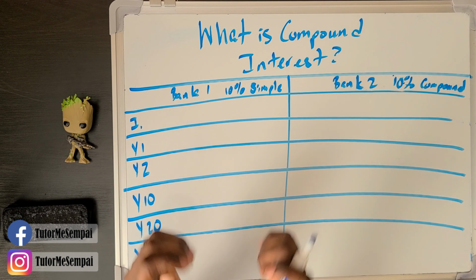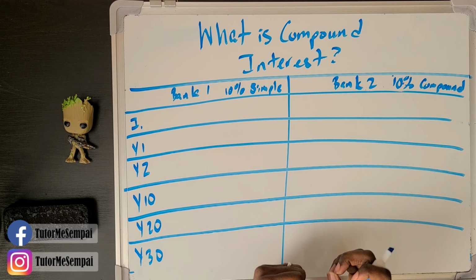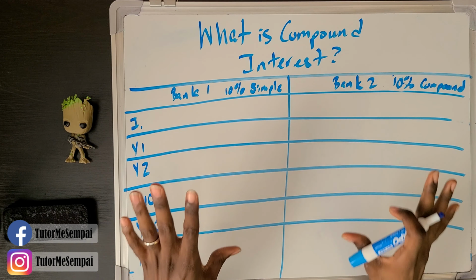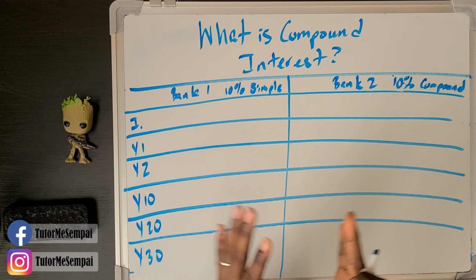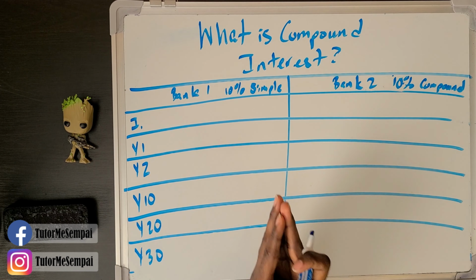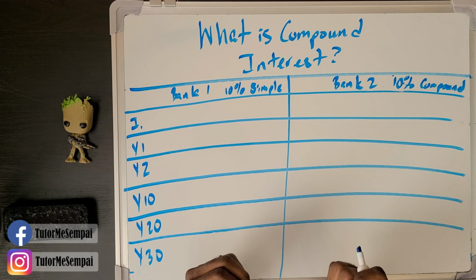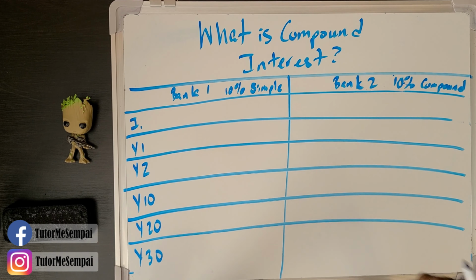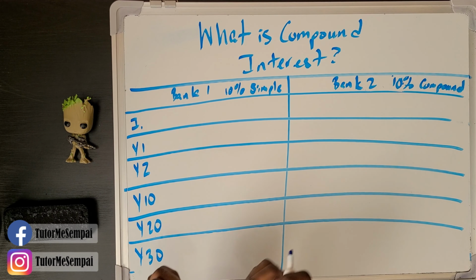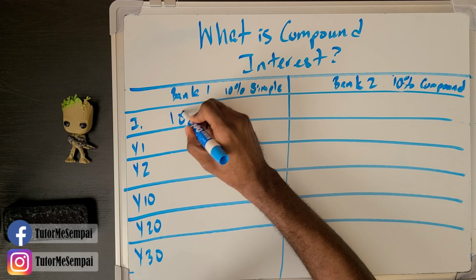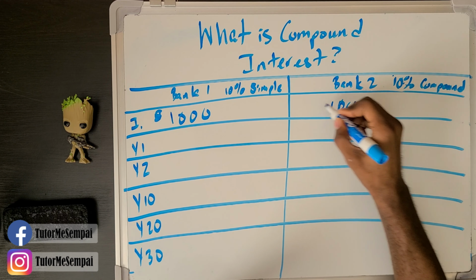Your first bank, Bank 1, is going to give you simple interest, while your second bank, Bank 2, is going to give you compound interest. Now, both banks are also going to give you 10% interest rate. So we don't have to worry about the difference in interest there. We're just going to be comparing simple versus compound. In both banks, you deposit $1,000 and you want to see just how good compound interest is compared to simple interest. So the initial amount is $1,000 in both banks.